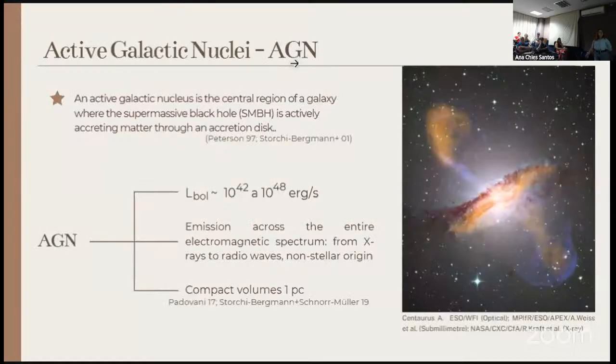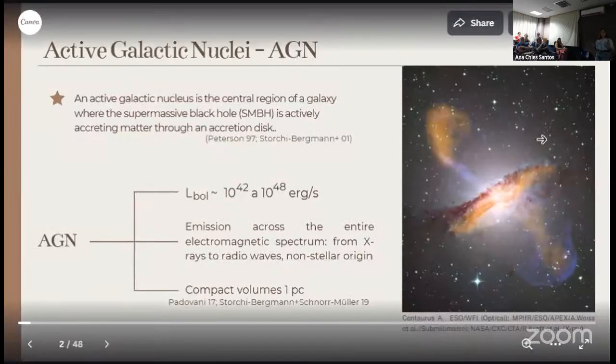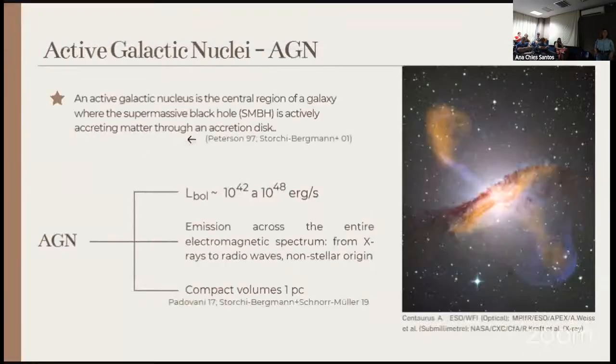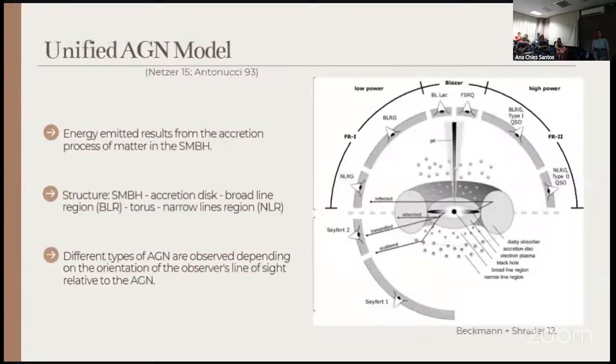And the AGN is located in the center of the galaxies in a compact volume. To understand the AGN structure, we have the unified AGN model. When you have the supermassive black hole at the center of the galaxy, we have an accretion disk around it. We have a broad line region close to the accretion disk, and we have a torus around the broad line region and the accretion disk.